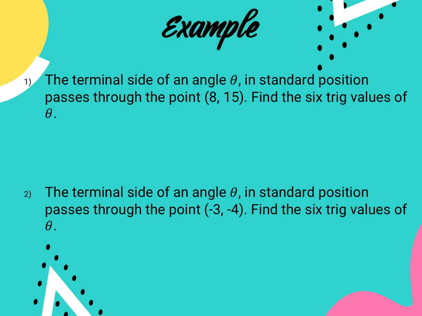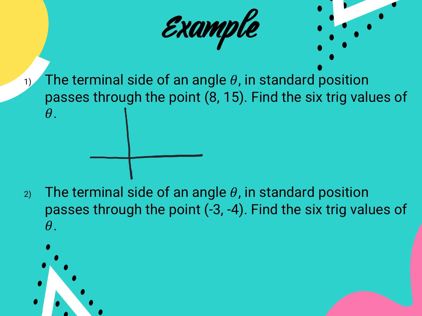So let's try the first one. It's telling us that the terminal side of angle theta in standard position passes through the point (8, 15). Notice both numbers in my ordered pair are positive, positive. So this tells me when I graph this ordered pair, it's located in quadrant 1. So let's go ahead and graph this ordered pair. I'm going to make my little axis here. I don't need to show the large part. I just need to make quadrant 1 kind of big.